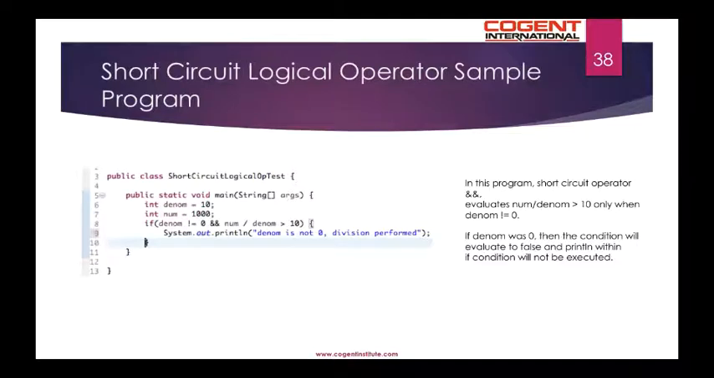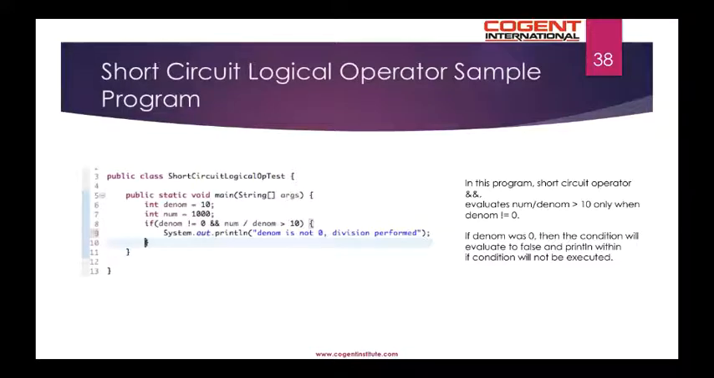Here's an illustration of the short circuit logical operator. So we have a variable denorm of type int, which has been assigned a value of 10. We have num of type int, which has been assigned a value of 1000. So in the if condition, we have denorm not equal to 0, short circuit AND num divided by denorm is greater than 10.